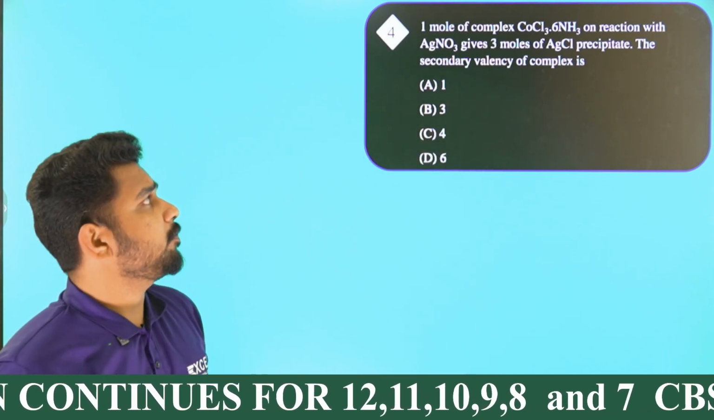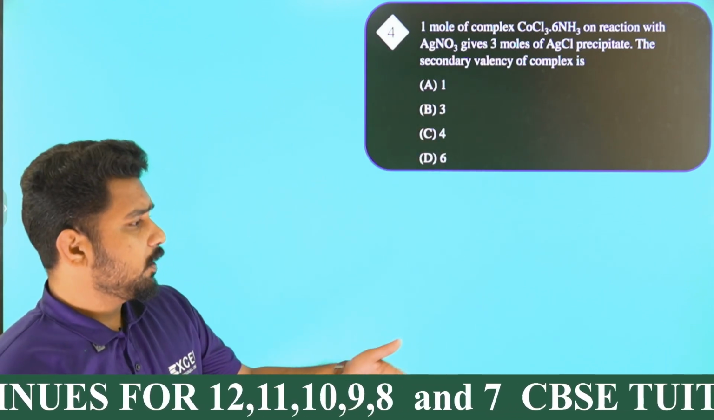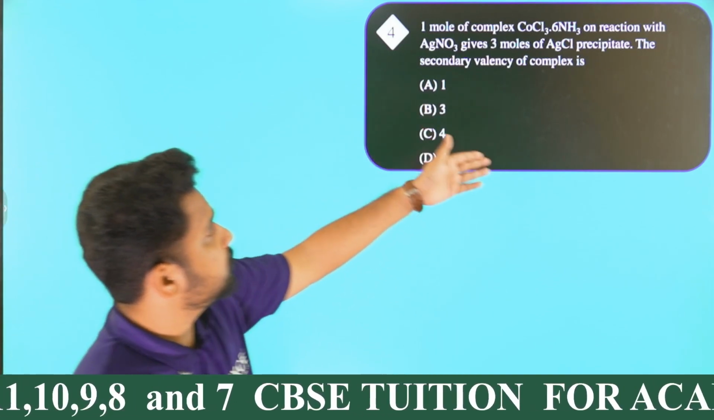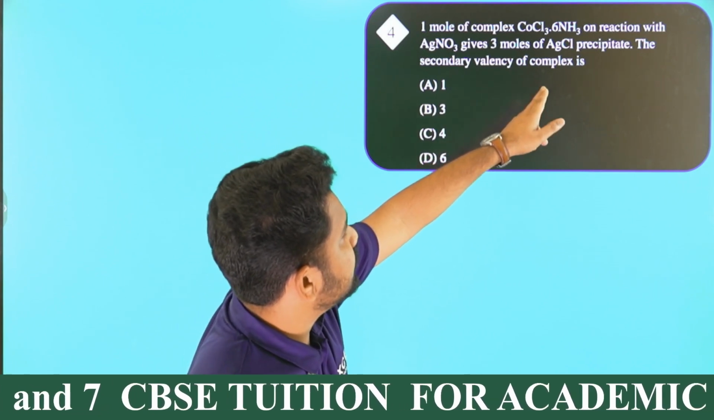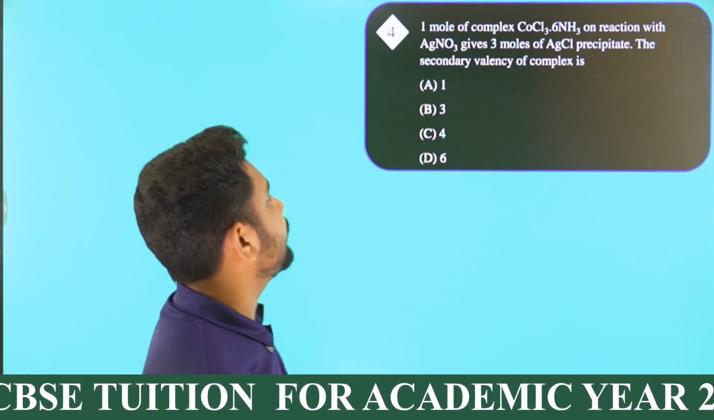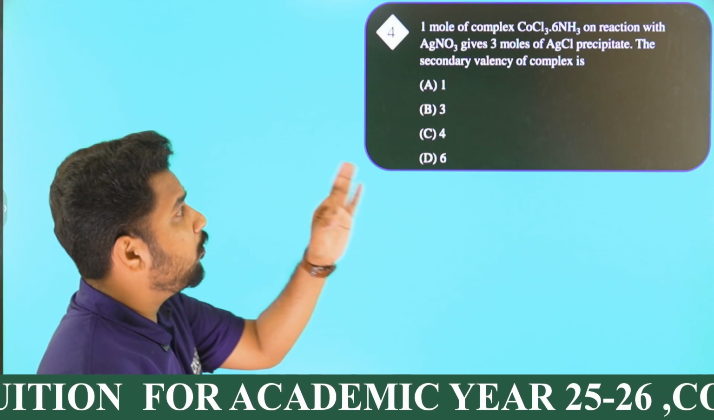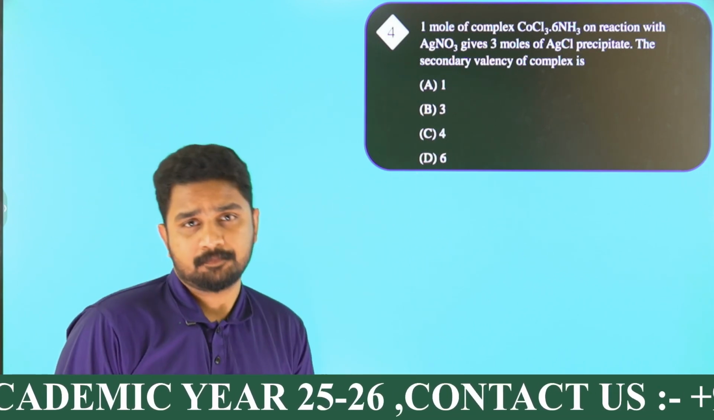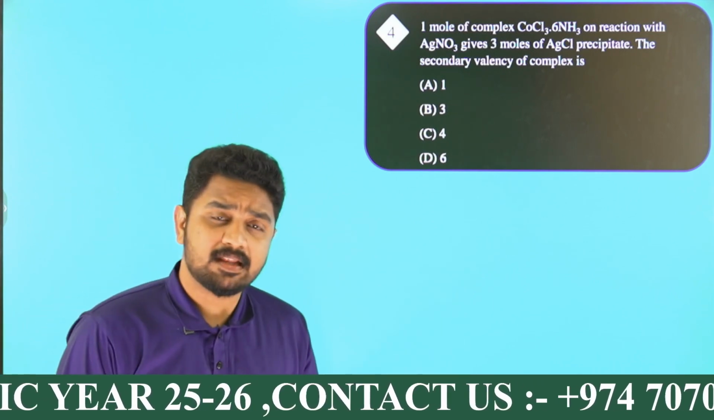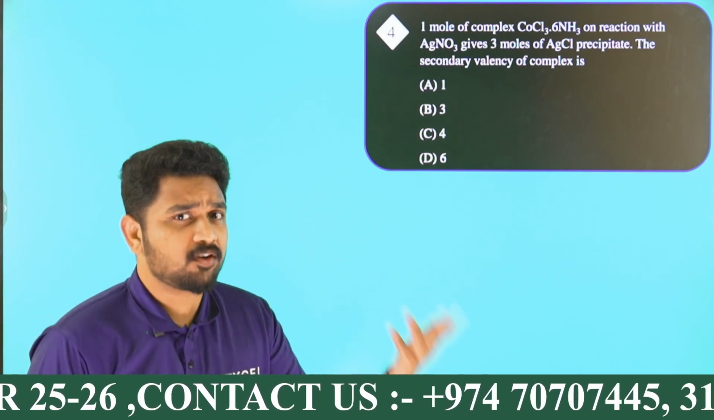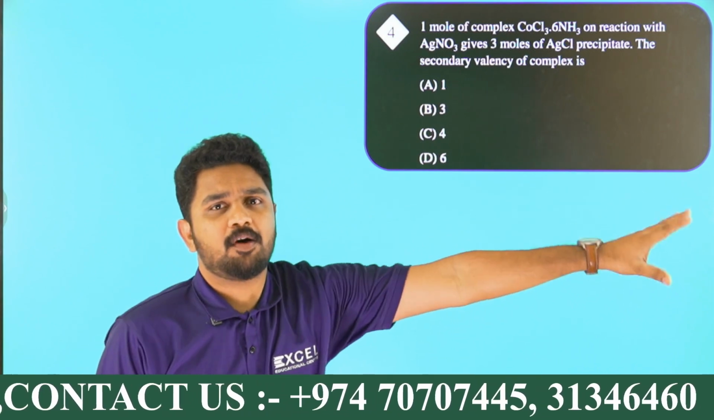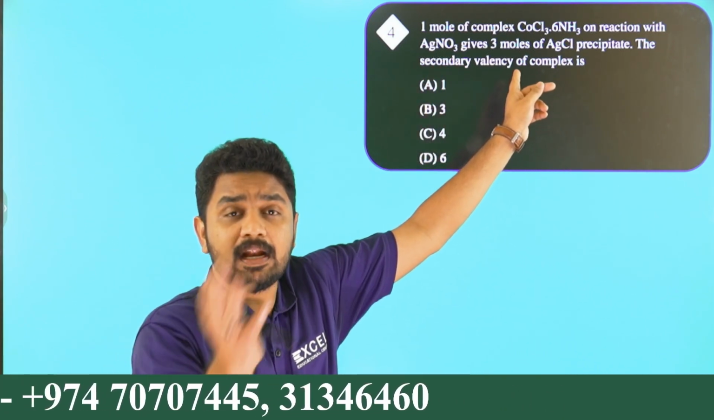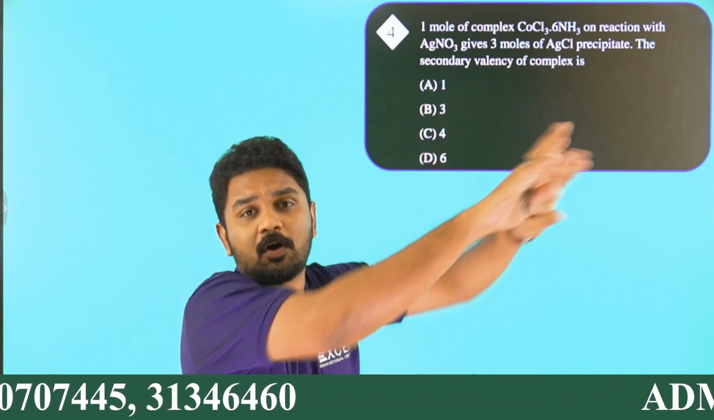This can be a question because many pre-board exams ask this question. 1 mole of complex CoCl3.6NH3 on reaction with AgNO3 gives 3 moles of AgCl precipitate. The secondary valency of complex is? Maybe instead of the secondary valency, they will ask the common question: write the structural formula of the complex.